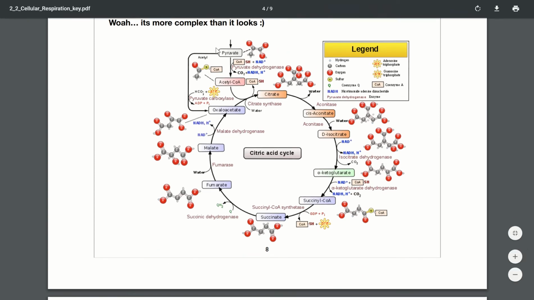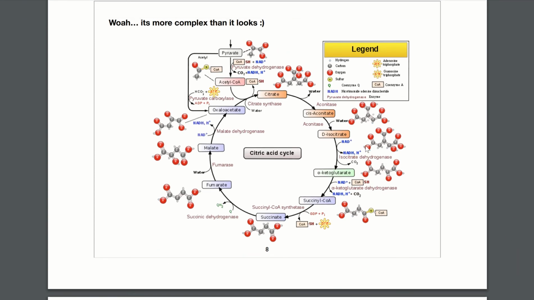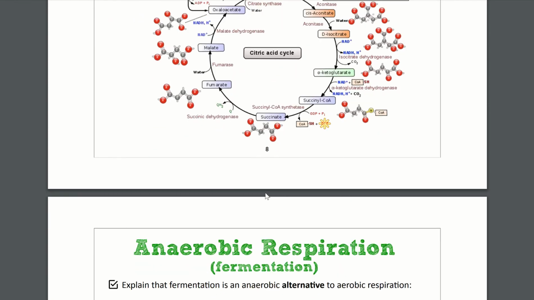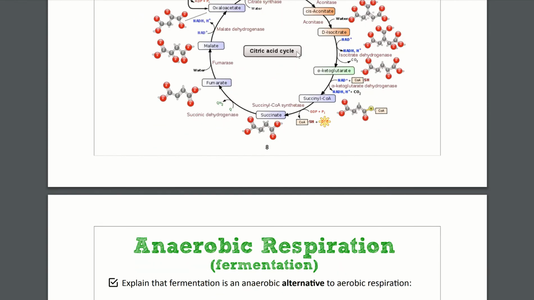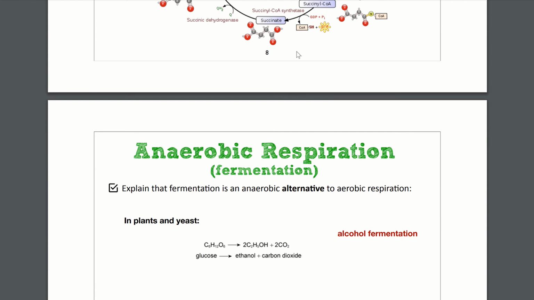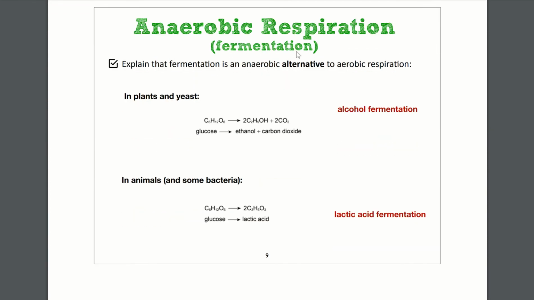But this is what it actually looks like. Pretty complex stuff. Just a long process that we don't need to know at this level. But if you study biology in university or something, you will need to memorize this long process. I don't even know what to call it. Citric acid cycle. Sounds very different, very complex.